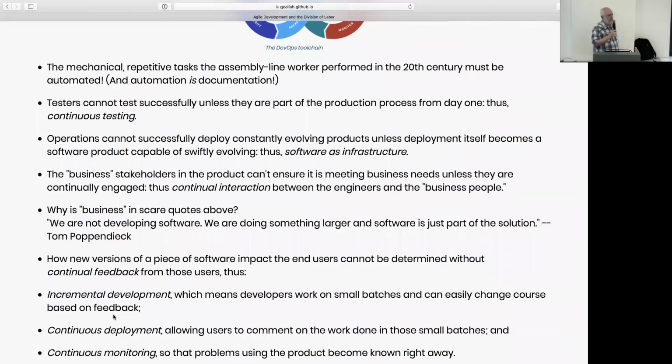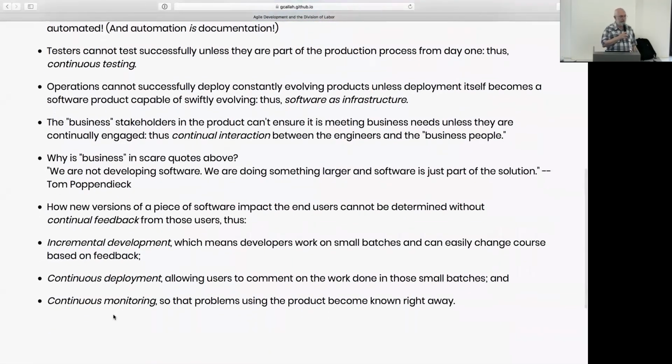Tom DeMarco says, as developers, we should think that we are not developing software, we're doing something larger, and software is just part of the solution. So the larger thing, we're trying to help our organization achieve its goals better. So this is the higher holistic view. How well this software is achieving these goals can't be known without continual feedback from the users. Thus, we want incremental development, so we get small batches out to the users and they can give us feedback rapidly. Continuous deployment.